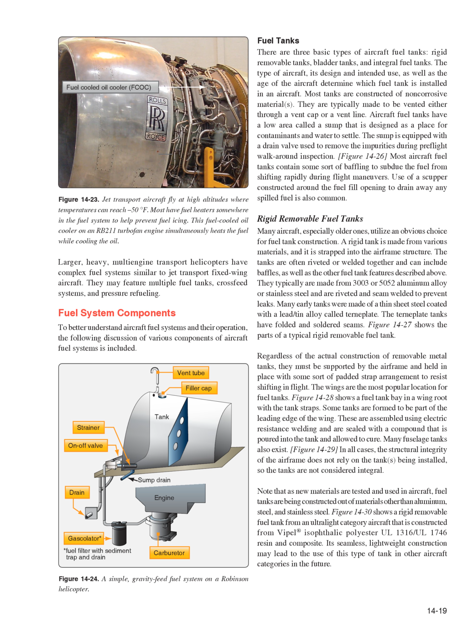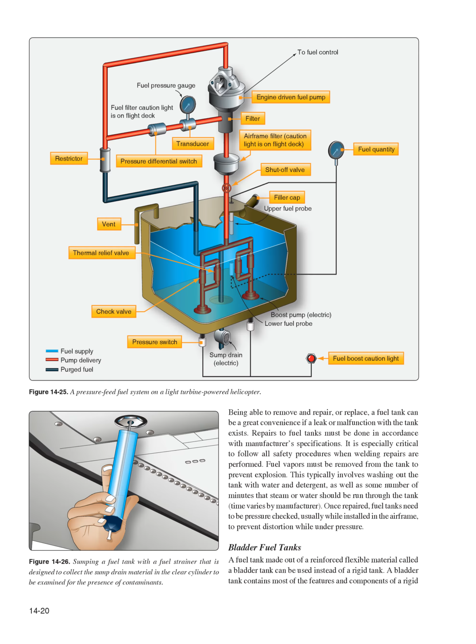Figure 14-30 shows a rigid removable fuel tank from an ultralight category aircraft that is constructed from Vipel isophthalic polyester UL 1316 UL 1746 resin composite. Its seamless, lightweight construction may lead to the use of this type of tank in other aircraft categories in the future. Be examined for the presence of contaminants. Be a great convenience if a leak or malfunction with the tank exists.